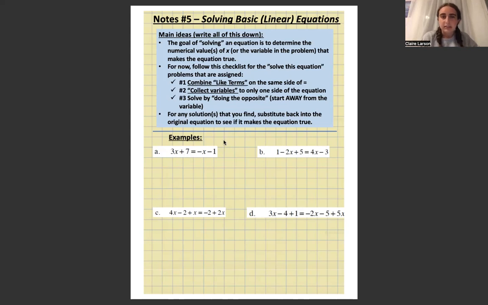And then the next one is that you collect the variables. So you need to collect them onto one side of the equal sign, and we'll explain a little bit more how you do that later. And then you also have to do the same thing with the numbers. And for any solutions that you find, you always have to substitute them back into the equation. We'll also do that later to make sure that it's true. This is just a way of checking your answers, which is always a great decision to do.